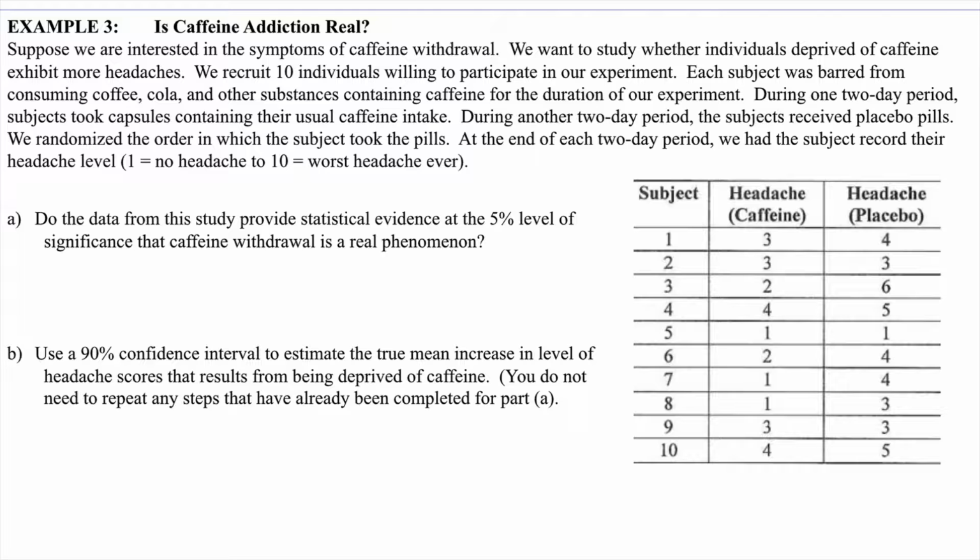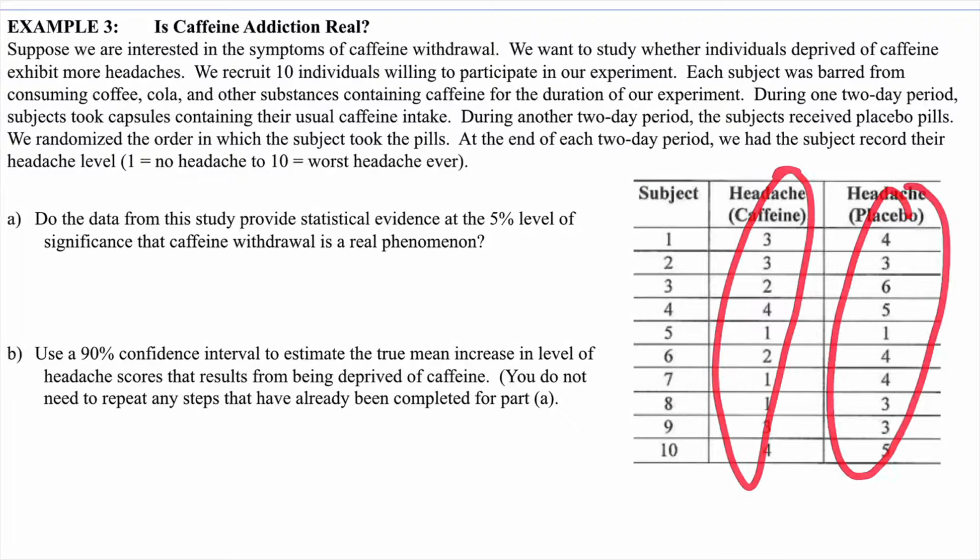At the end of each 2-day period, we had the subjects record their headache level. So a 1 means they didn't have a headache at all at the end of those 2 days. A 10 is the worst headache they've ever had after those 2 days. Okay? So we have a list of those 10, right? These subjects here are the same people who did both. So they did both, right?